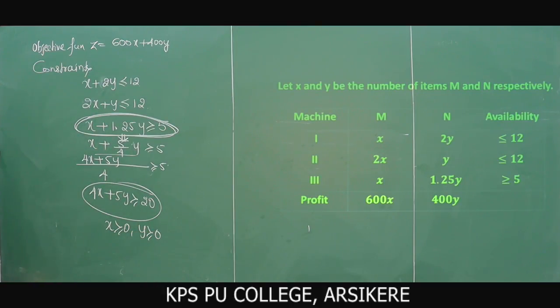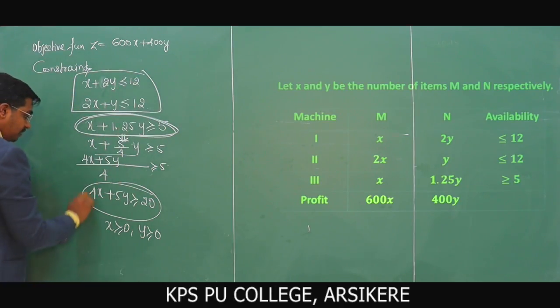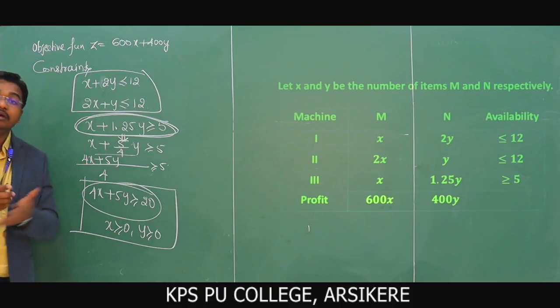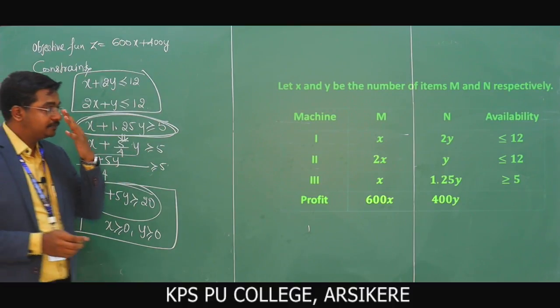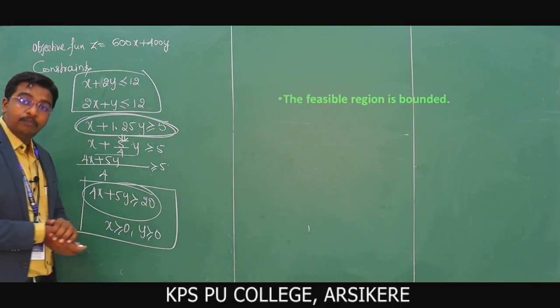So what is the next step? The next step is very simple. Find the feasible region for these constraints. After finding the feasible region, the next step is to find the corner points, right? Next slide. The feasible region here is bounded.